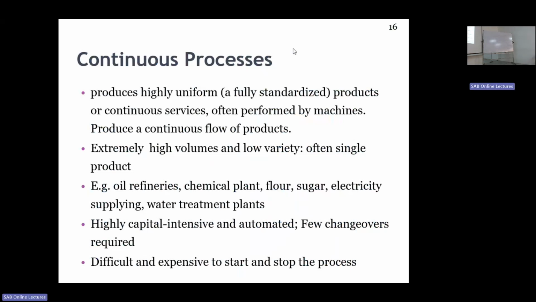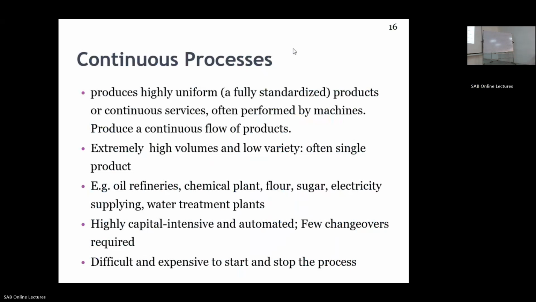Highly automated processes producing the same, highly standardized product, no customization at all. So continuous processes are normally used, like in an oil refinery. Mainly industries like oil refineries operate 24/7, continuously, to refine crude oil into petroleum products. That's a good example of a continuous process.